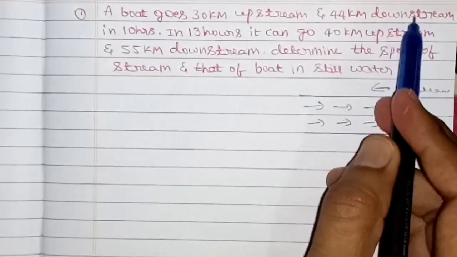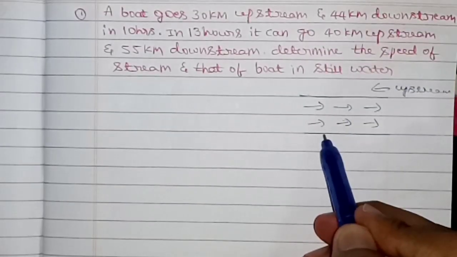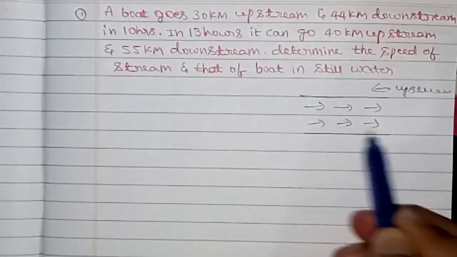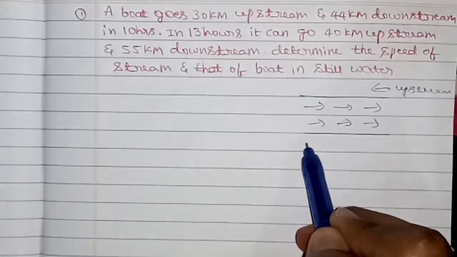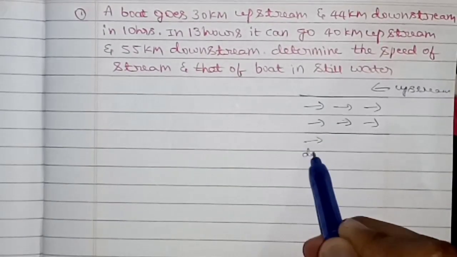Now what is the meaning of downstream? If the same boat goes in the river along with, or towards, the direction in which the river flows, that is called downstream. From here to here, that is called downstream.